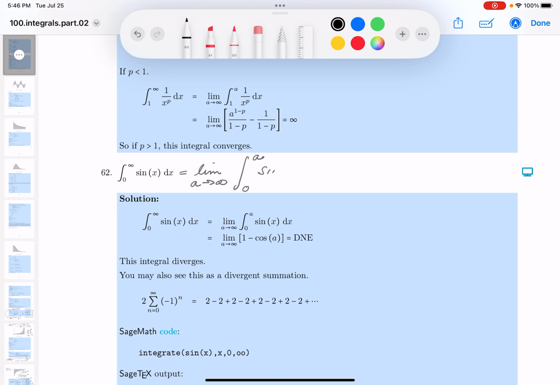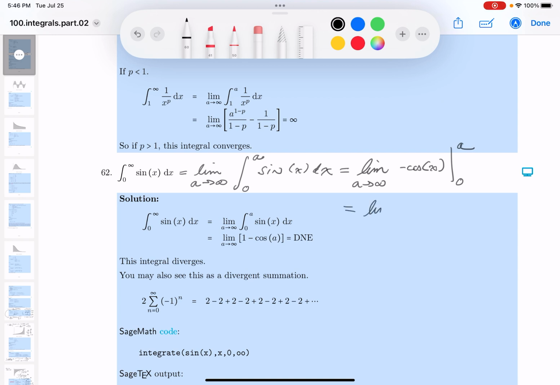Sine of x dx. Relatively simple problem. Let's write this down. Limit as a goes to infinity. The antiderivative of sine is minus cosine. And my limits of integration for this are going to be 0 to a. I'm sorry, I wrote that backwards. 0 to a.